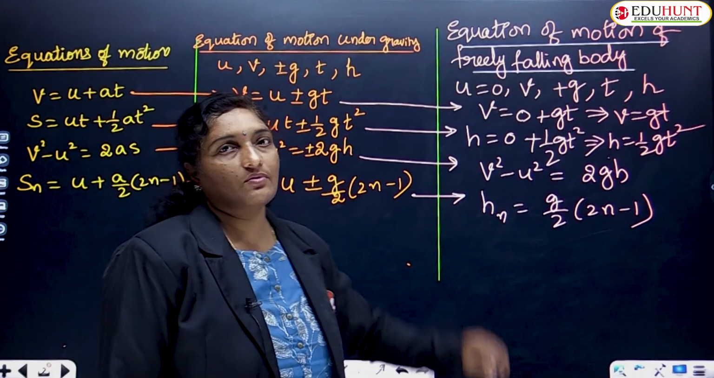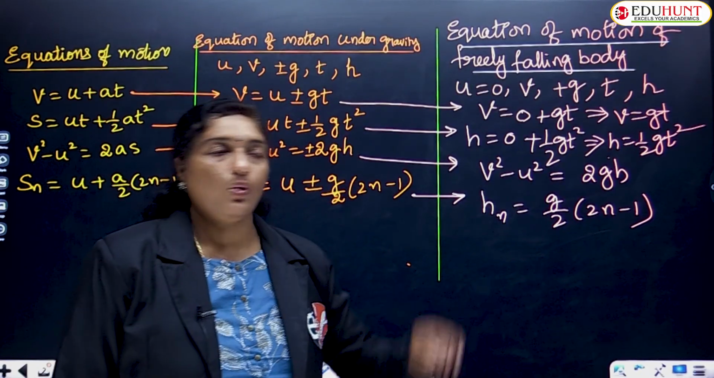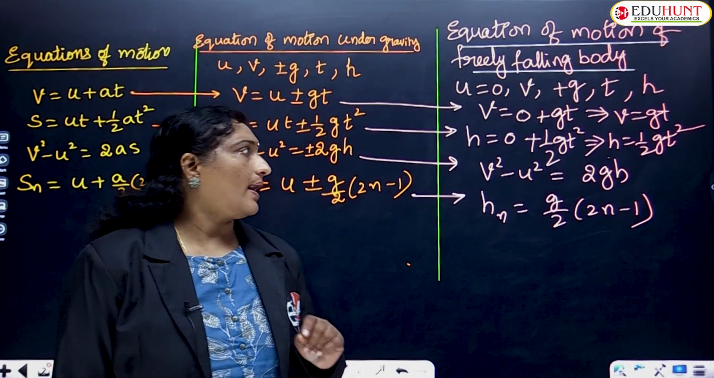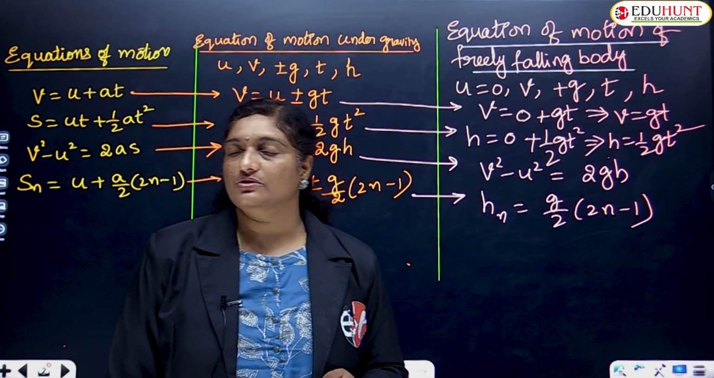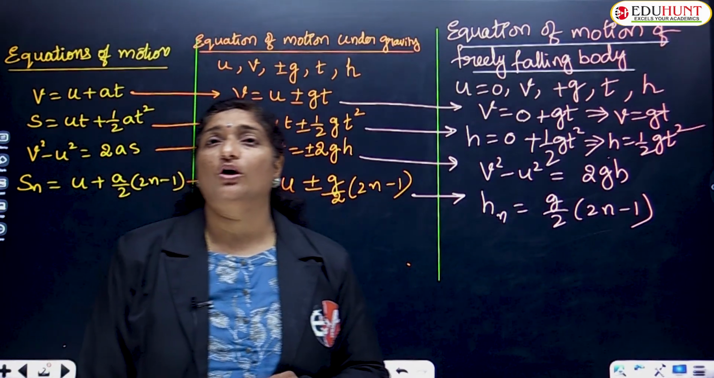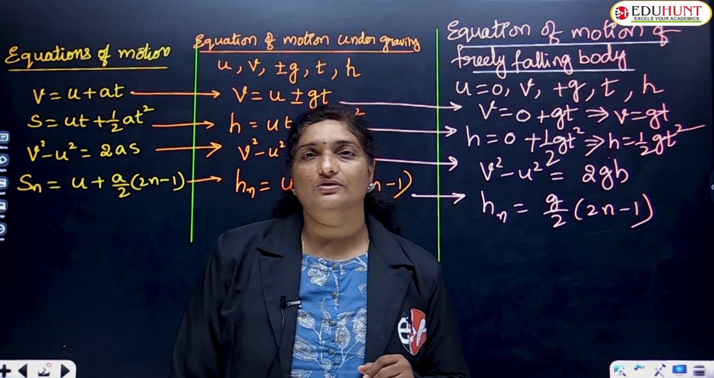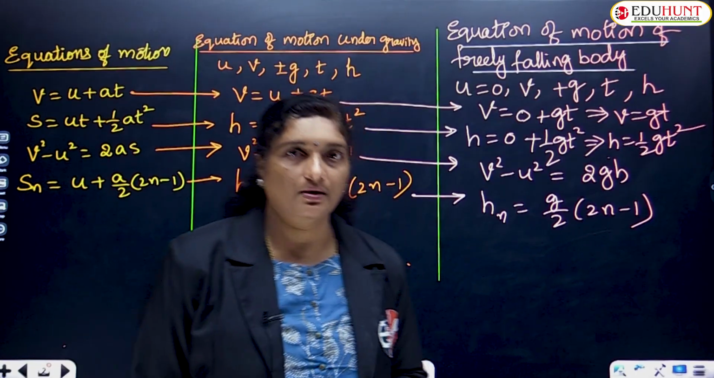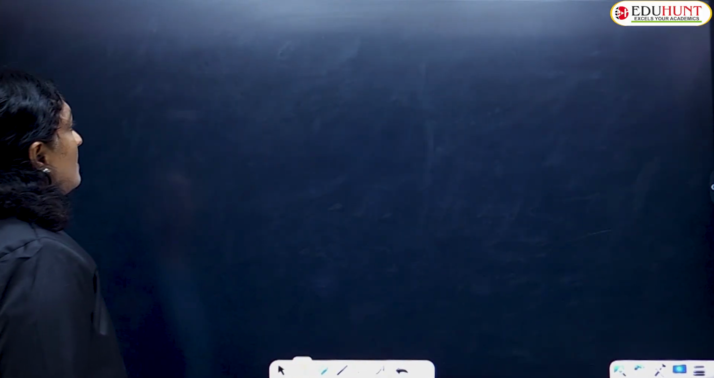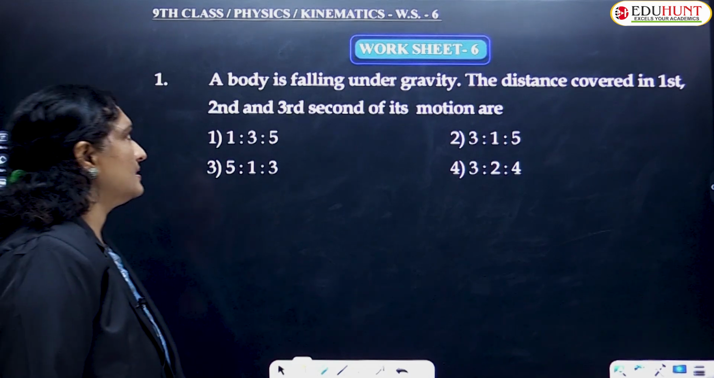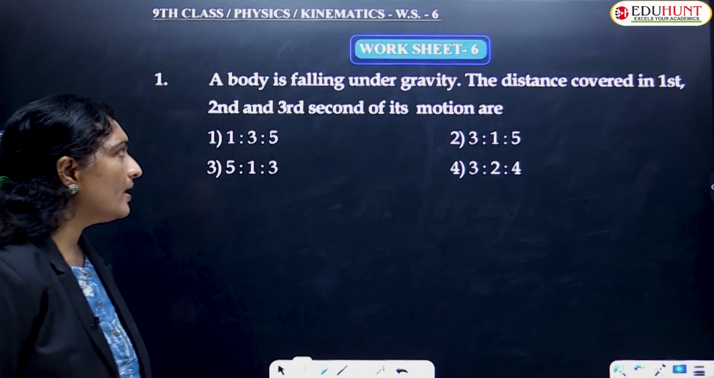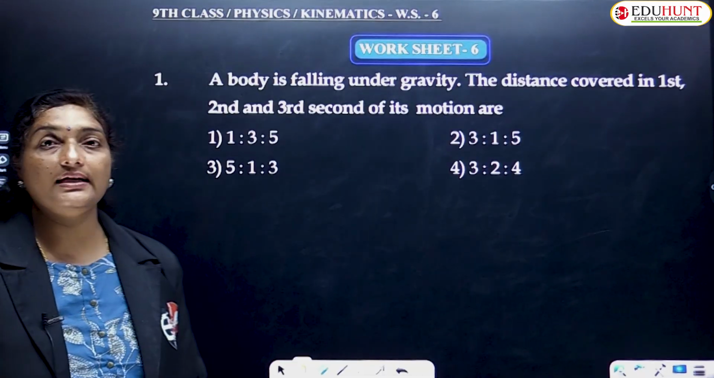As I told you, if one body takes x seconds, the other body must take x minus 1 seconds. But here you are asked to find the separation between the two bodies 2 seconds after the release of the second body. So from this we can make it out. Suppose the second body travels for 2 seconds, then the first body will travel for 3 seconds, because it was given that it is 2 seconds after the release of the second body.